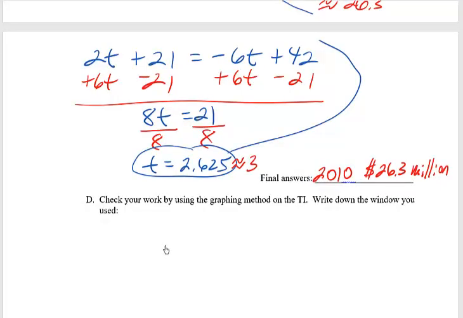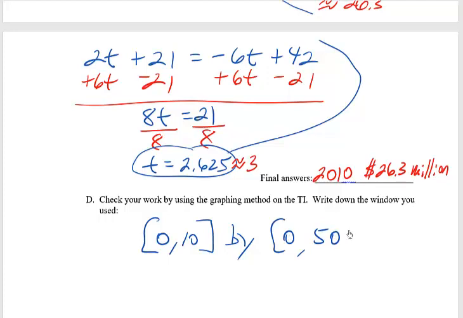Let's see, all we're supposed to write down here is the window we used. We used 0 to 10 on the x-axis, and we used 0 to 50 on the y-axis, and that gave us a pretty good view. Again, don't lose the point here. If you have two different equations in an application problem and you're being asked when they are the same, that is a tip-off to solve the system of equations.